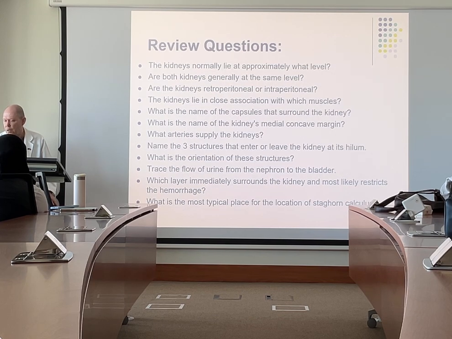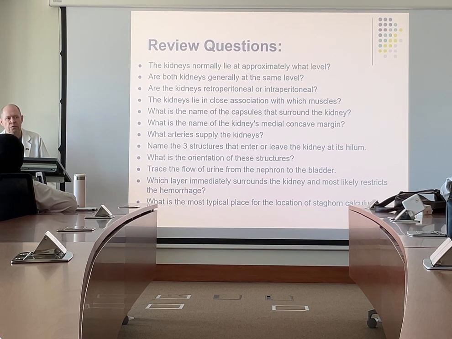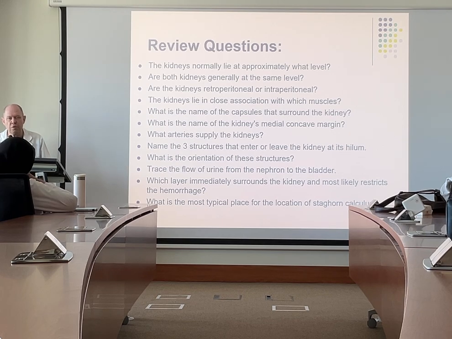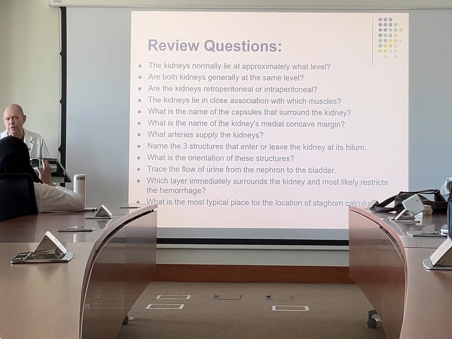Right. The kidneys normally lie at approximately what level? Correct. And once we are saying a level of what? We are talking about the vertebral levels, right? So once we say T12 to L3, we are talking about the level of the vertebral bodies. Because those numbers may relate to many things, like the vertebra, the segments of the spinal cord, or the spinal nerves. All right.